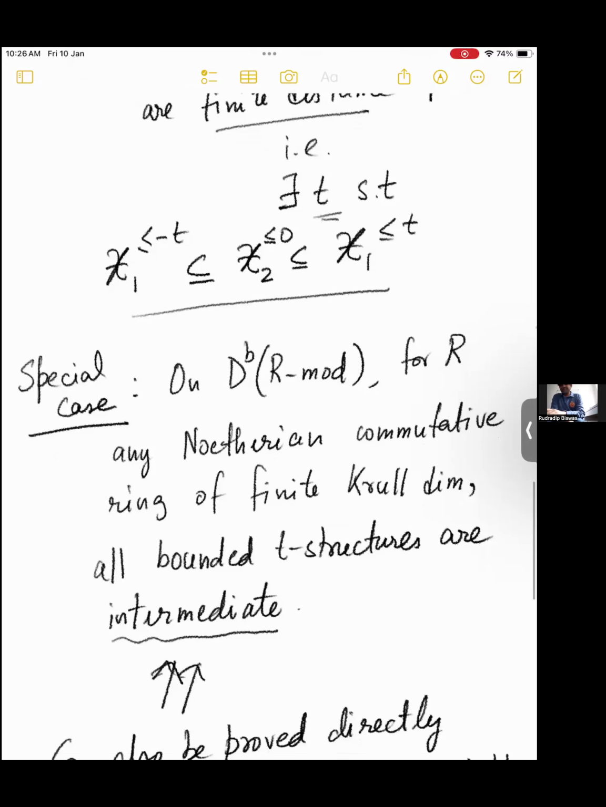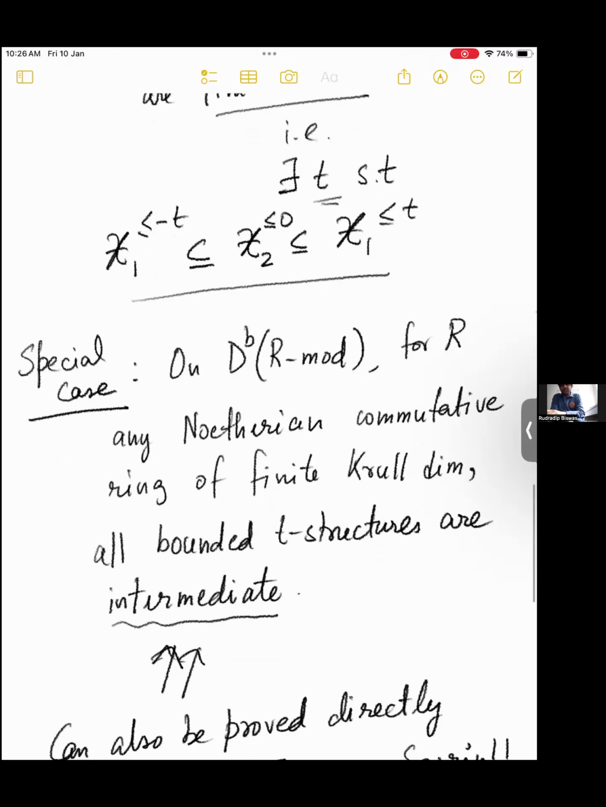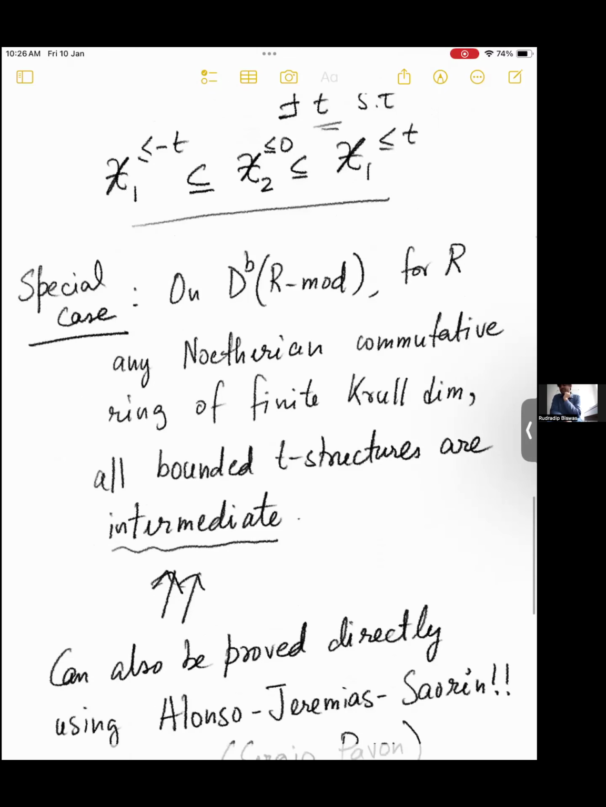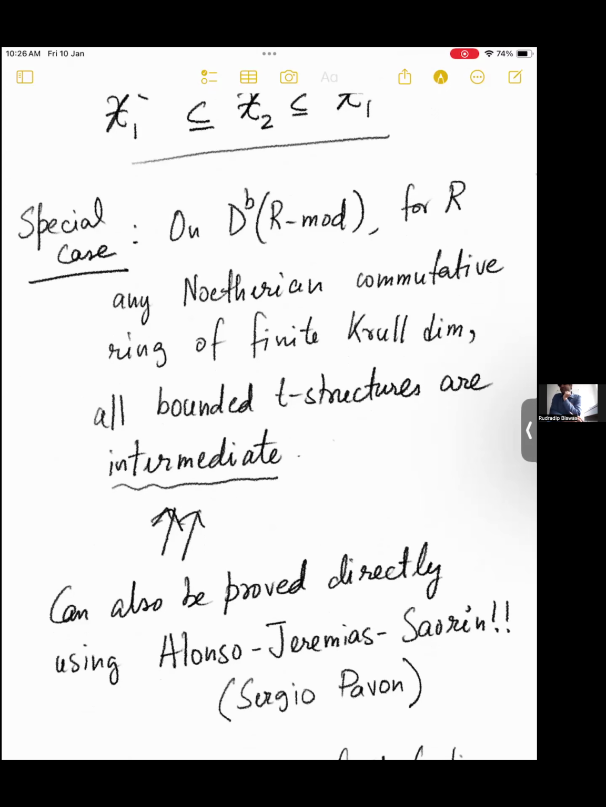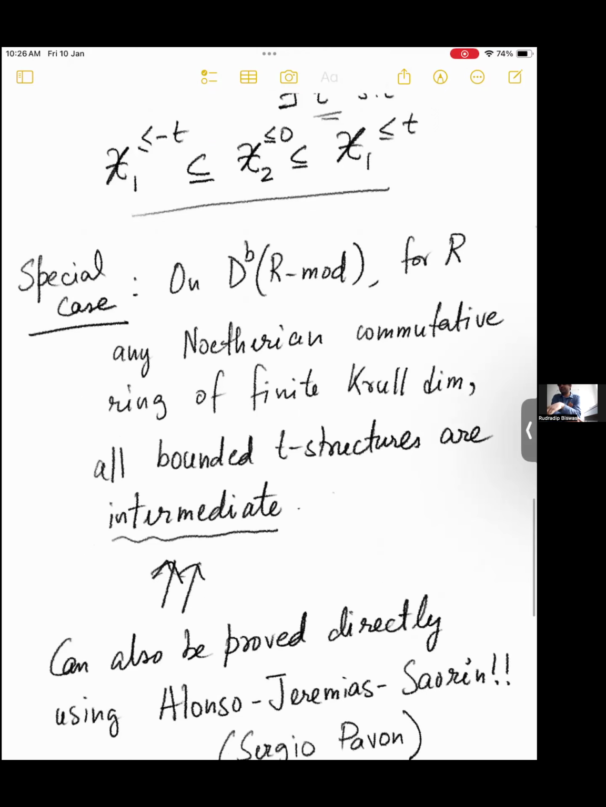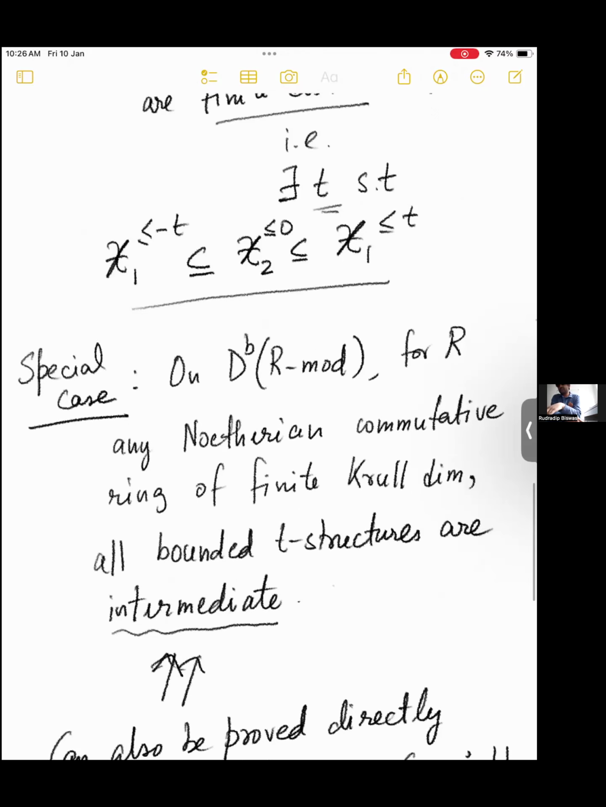And back in May last year, Sergio Pavon, who I'm not sure if he's here, showed me a very interesting way of proving exactly this, using the Alonso-Jeremías-Saorín classification. I'm not going to go into what that classification is or what it classifies. But this was quite handy.